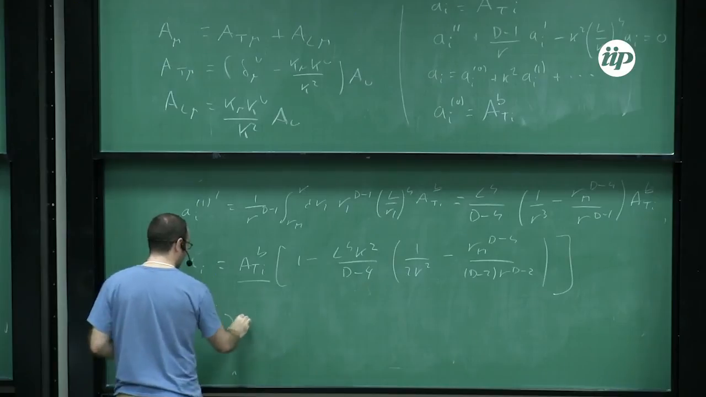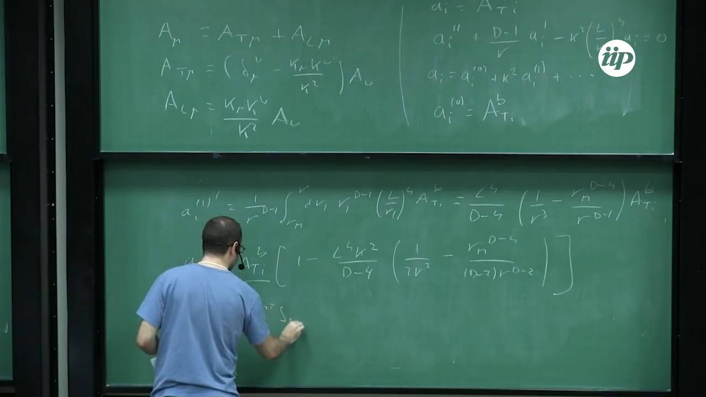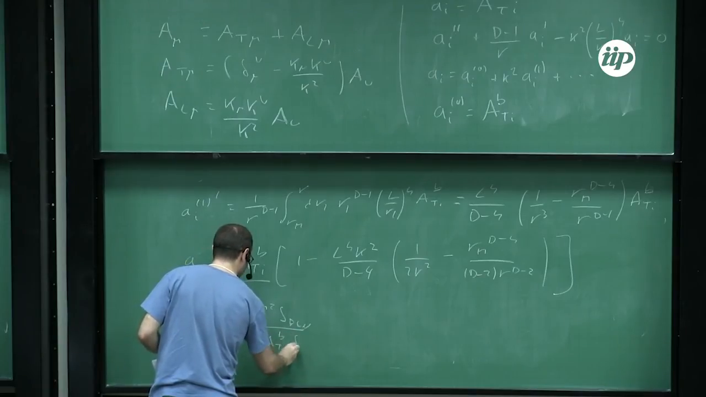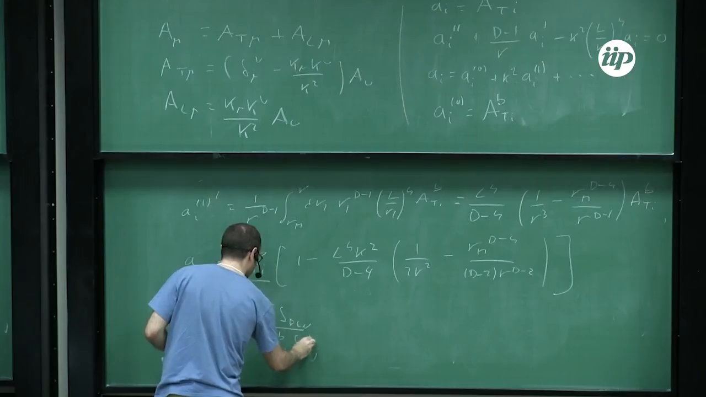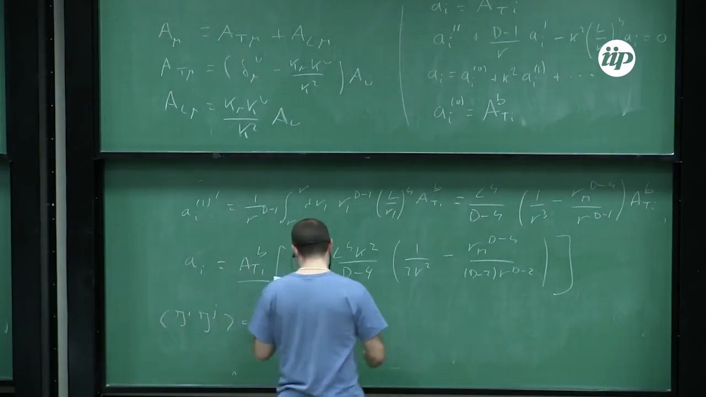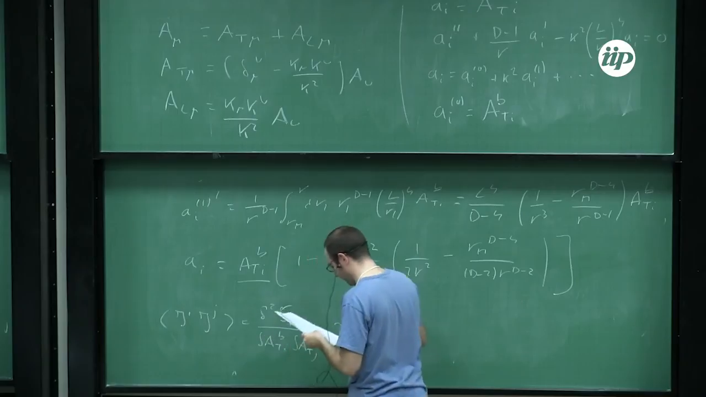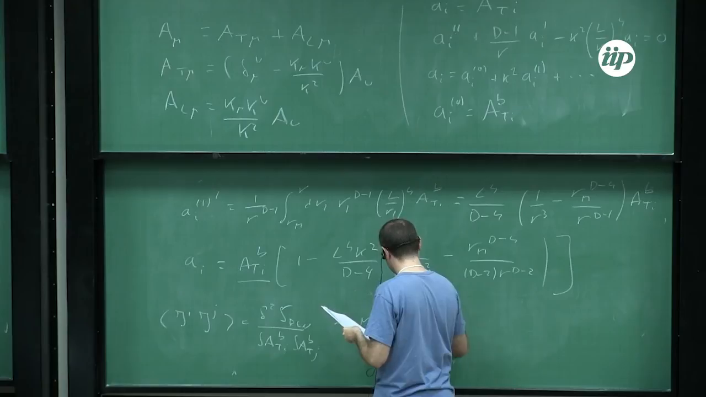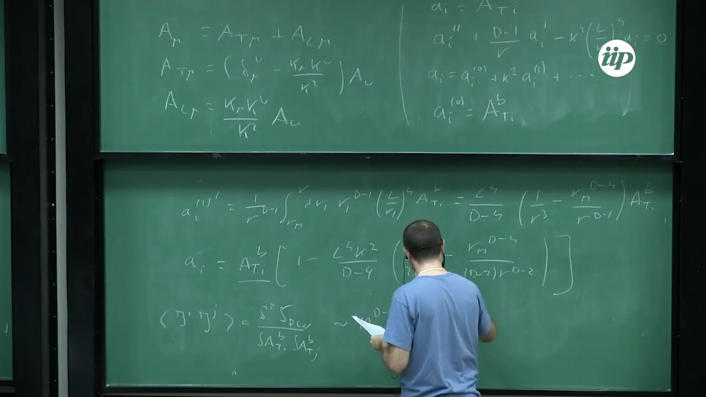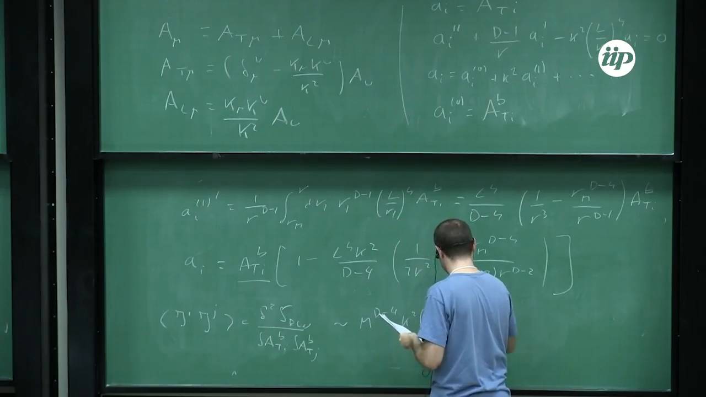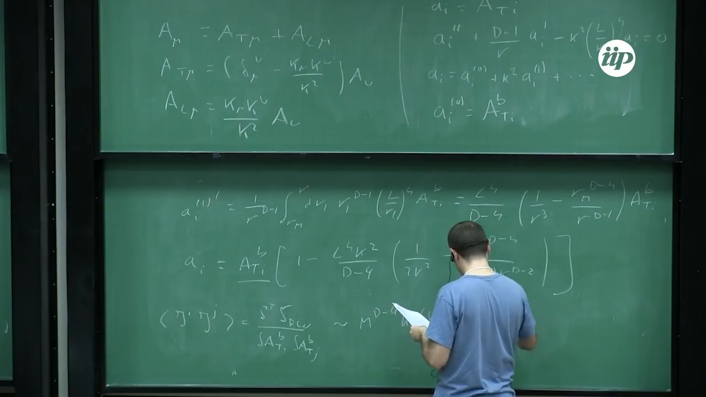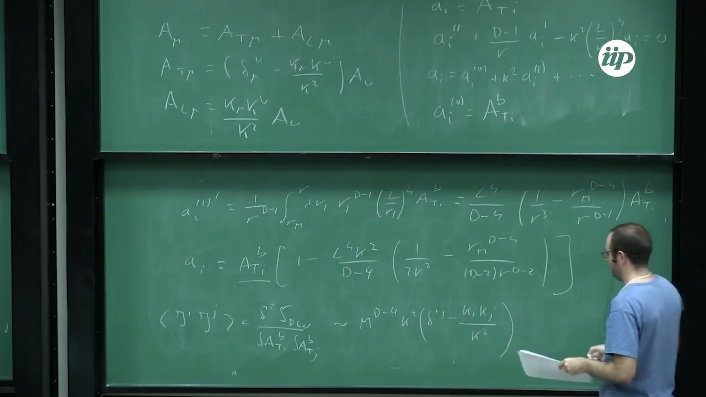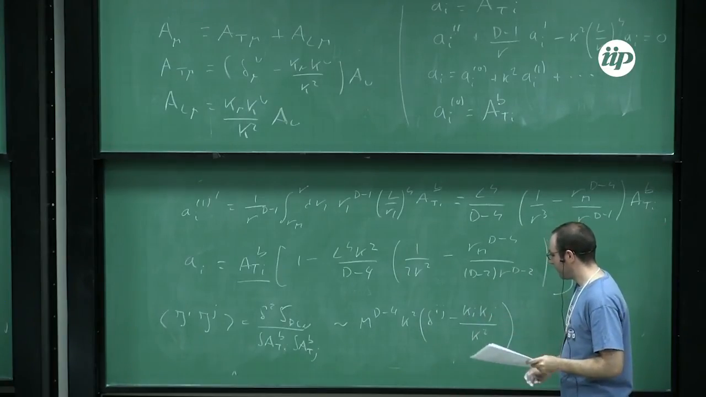So then the current correlator is the derivative of the renormalized action with respect to these sources. And then if you do the exercise, you find that it goes like m^(d-4) times k squared delta_ij minus k_i k_j over k squared. So these are the space components of the d momentum.